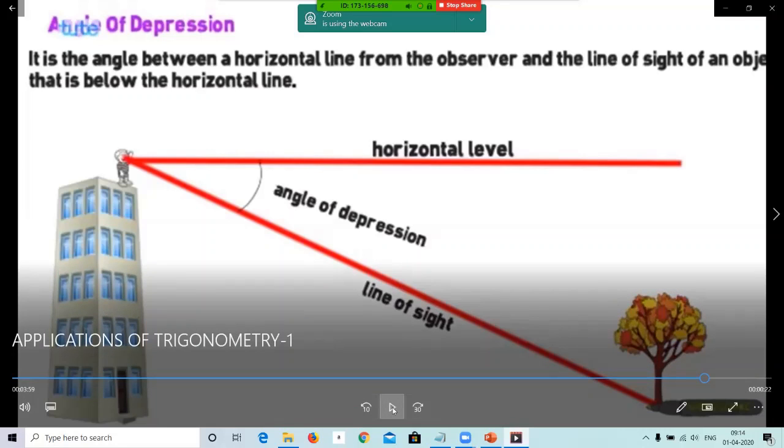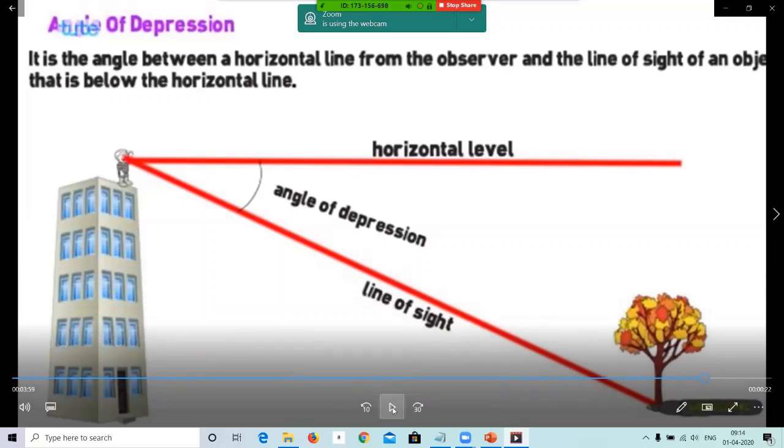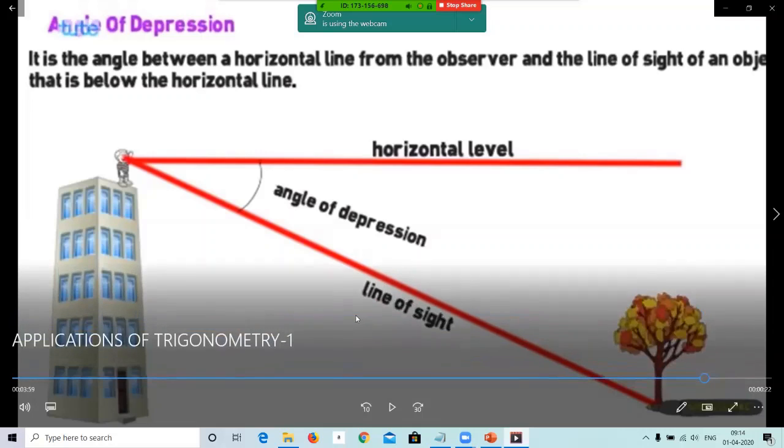Okay with that? Now the thing is, we have done these four terms. Have you written them down somewhere? So we started from line of sight. Please put today's date. Put down the important terms. Just write line of sight, horizontal level, angle of elevation, and angle of depression. As you see, all of them are actually made by the horizontal and the observer. But the line of sight keeps on changing. Once it goes from the observer up to the object and another goes down to the object. So it's all depending on the relative position of the observer and the object.